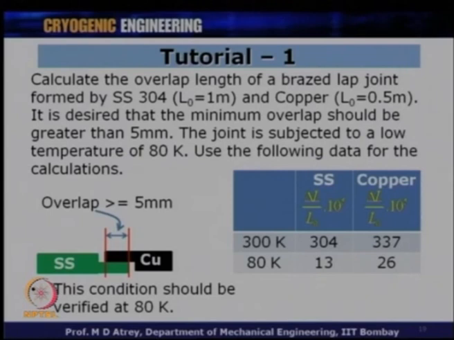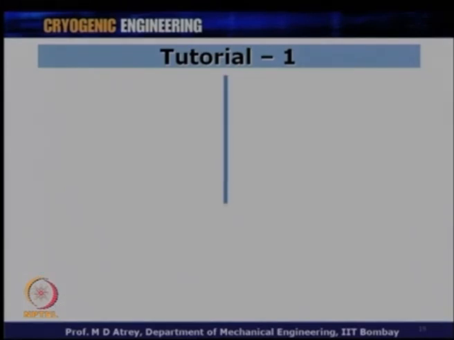So, del L by L0. We have seen this behavior of mean linear thermal expansion. The values for SS and the value of copper are given as this. Alright, at 300 Kelvin it is 304, at 80 Kelvin it is 13, and for copper it is 337 and 26. So, what we are going to do basically is calculate shrinkage of SS at 80 Kelvin, calculate shrinkage of copper at 80 Kelvin, and then based on the relative shrinkages, we should calculate what should be the overlap at room temperature. Let us divide into 2 parts, one for SS304 and one for the copper.